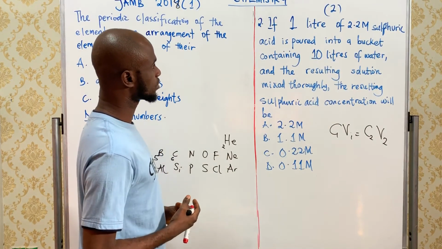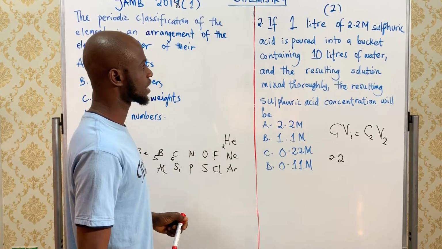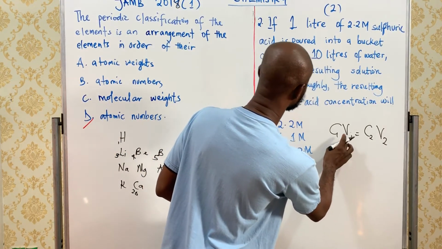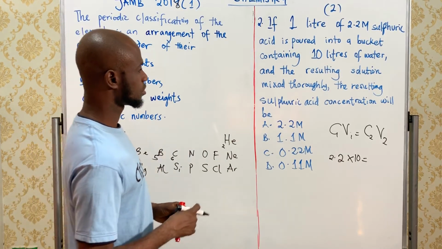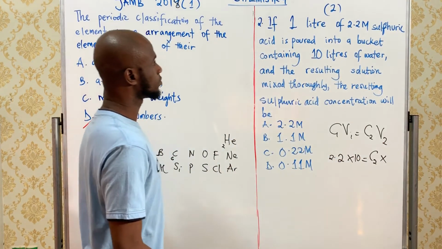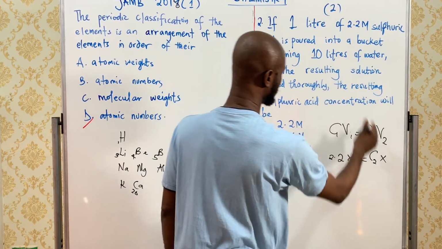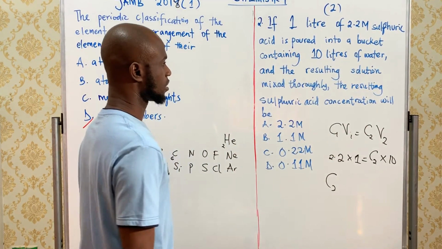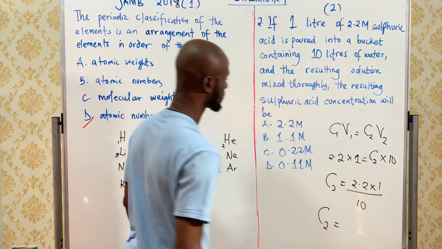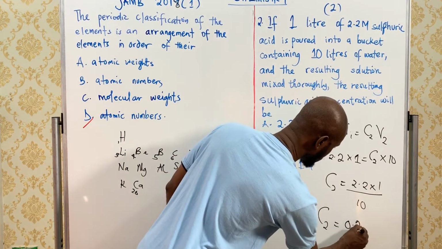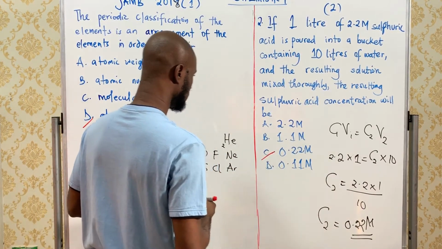Initial concentration, initial volume, final concentration, and final volume. So let's look at the initial concentration for the sulfuric acid: 2.2 mole per dm cube. Are we given the final volume? Okay, sorry. The initial volume is 1 liter, while the final volume is 10 liters. Then my final concentration of sulfuric acid will be 2.2 times 1 over 10. So C2 will be 0.22 molar concentration. So the answer here is C. Let's look at the next question.